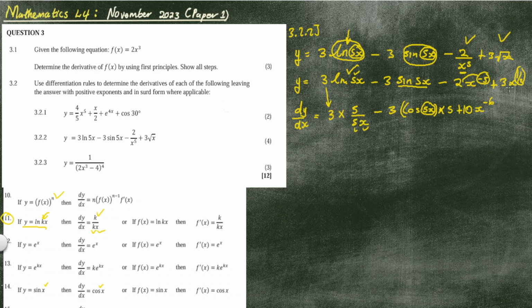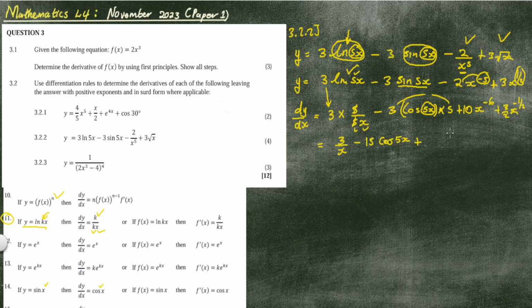Then we take this half, multiply with 3, you get 3 over 2x raised to the exponent minus half. Now the half minus 1 totals minus half. Now let's simplify this further. The 5 will cancel the 5, and we are left with 3 over x, minus this 5 times that 3, you get 15 cos 5x.